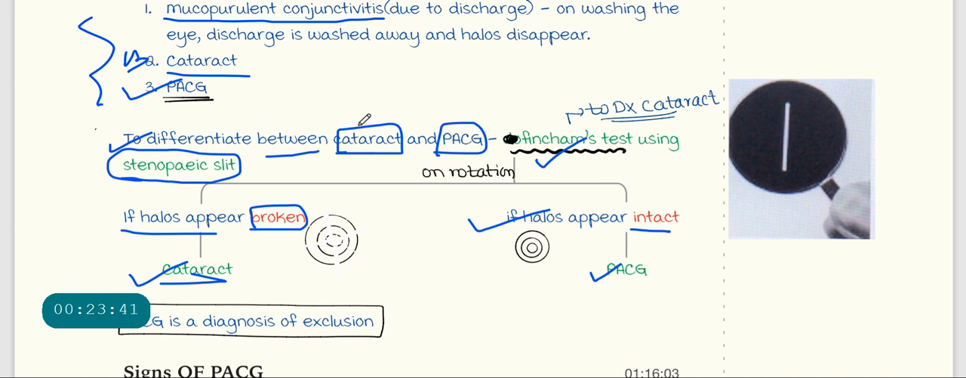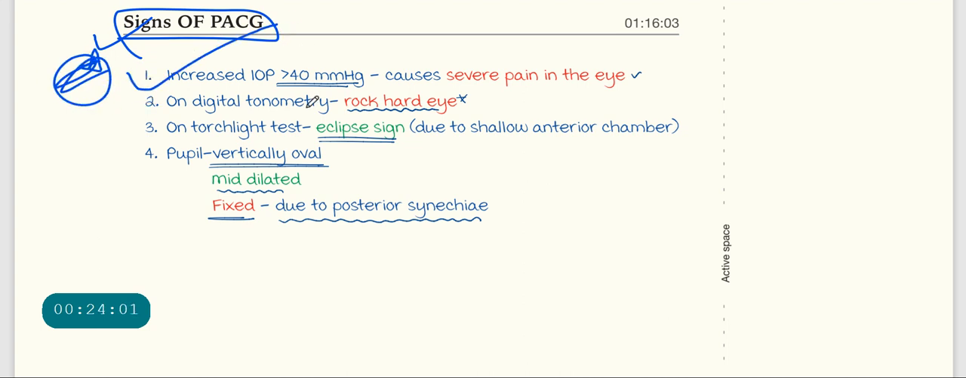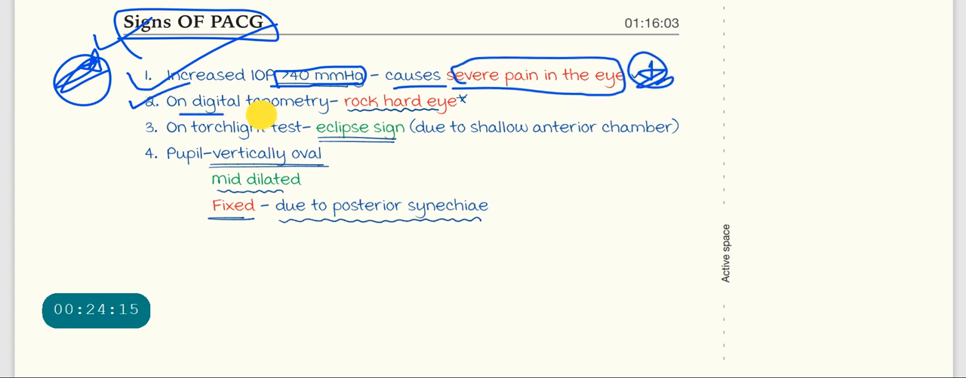Now PACG is a diagnosis of exclusion, which you have to remember. What are the signs of PACG? That is the most important part. There is an increase in intraocular pressure to more than 40 mmHg, and it causes severe pain in the eye. On digital tonometry, on palpating with your fingers, there would be a rock hard eye due to this increased intraocular pressure.